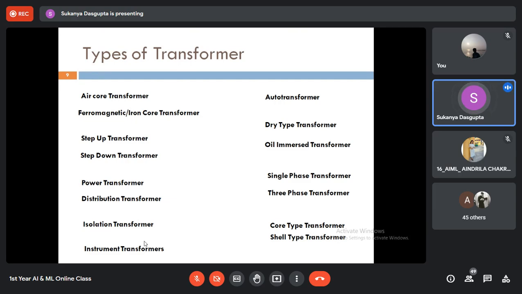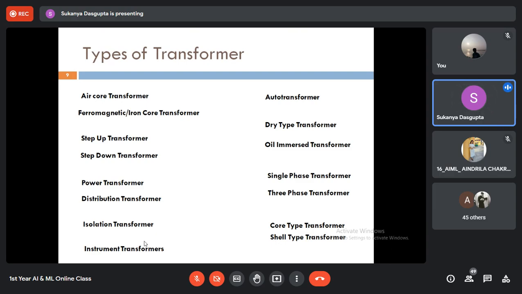Depending upon the application or range of used voltage, it can be of two types again: power transformer and distribution transformer. The power transformer carries very high voltage levels, and the distribution transformer is widely used in different applications in our homes or in different domestic appliances where the voltage level is low, just 120 or 240 volt.